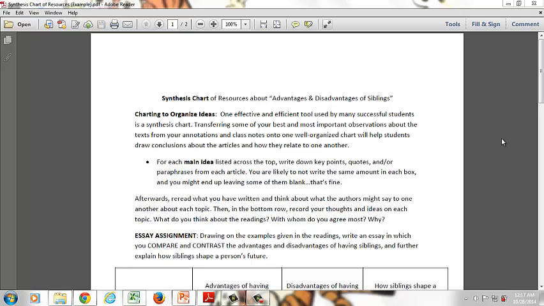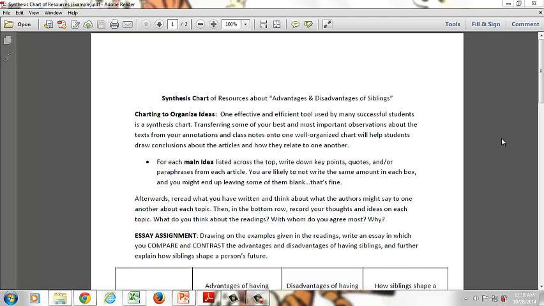As students are going into their second essay on the topic of advantages and disadvantages of siblings, I really want to take a sidestep for a moment and make sure that students have a full grasp of the synthesis chart, so that they can effectively use the resources they have gathered on the topic, as well as the article I've given students to read, and plug this information in as supporting details for the essay assignment you're given this week to fulfill in a rough draft.